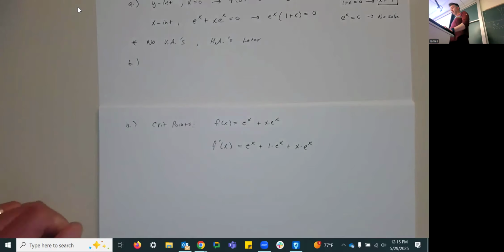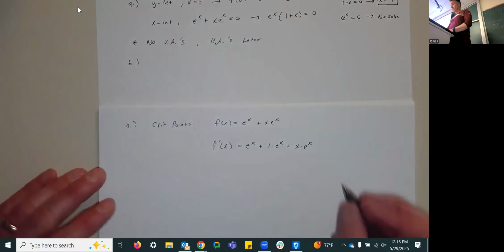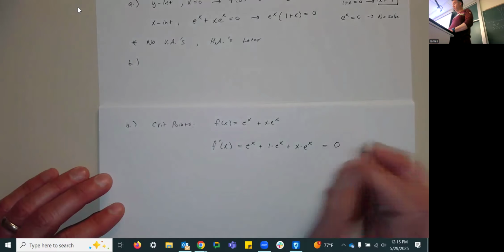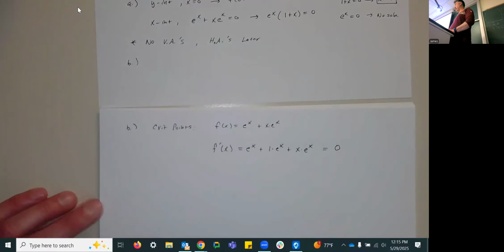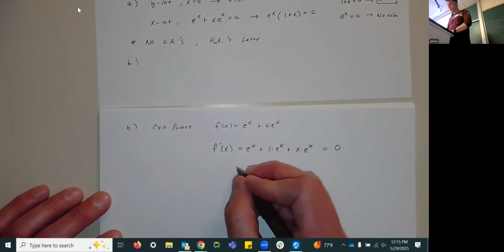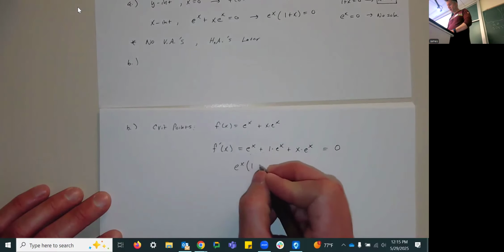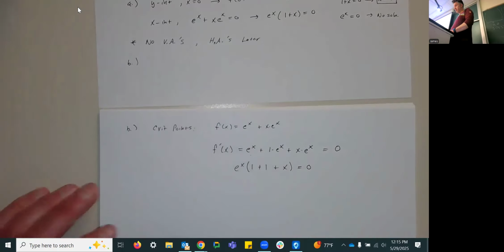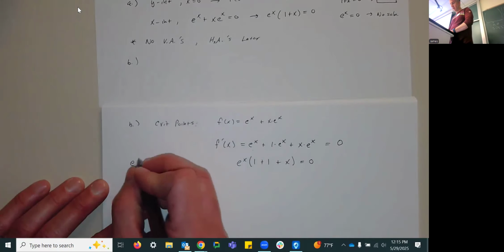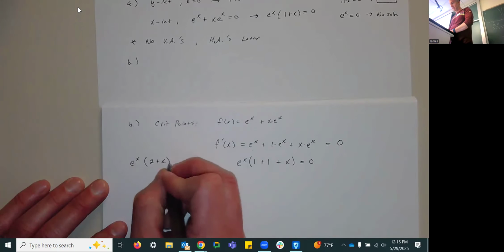And we're going to take that derivative and set it equal to 0 to find our critical points. And just like before, when we were finding the x-intercepts, when we want to find critical points, we're still trying to find an x thing. So it's almost always to our benefit to factor as much as we can. Here we can see each term has an e to the x. So we're going to factor that out and be left with a 1 plus a 1 plus an x. And simplifying that just a little bit more, we get e to the x times 2 plus x equal to 0.